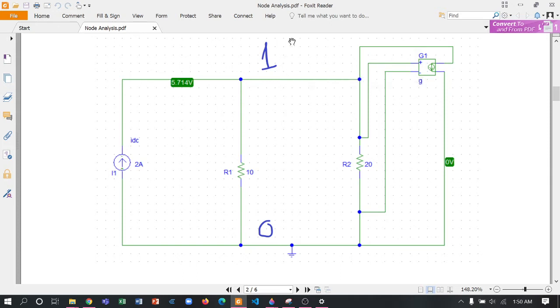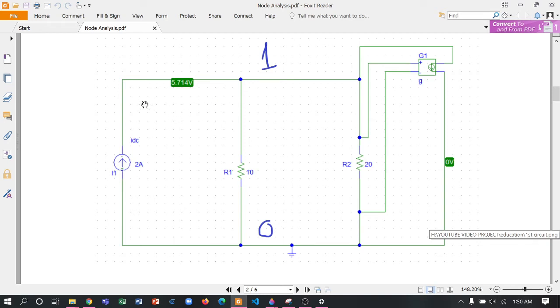And this is another node. Here it is, so we have labeled it as 1. And why are we calling it a node? Because there are 1, 2, 3, 4 branches connected into this node, and also 4 branches are connected into this node.